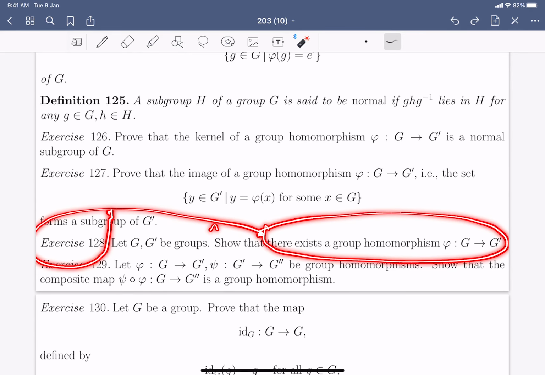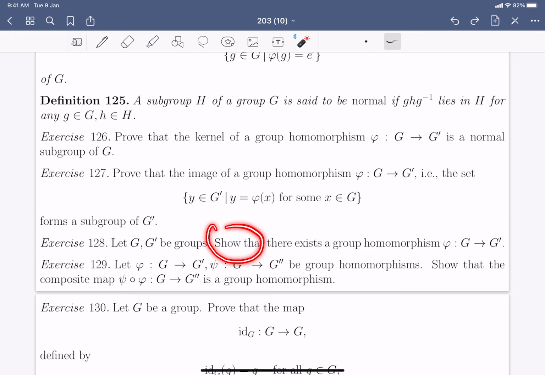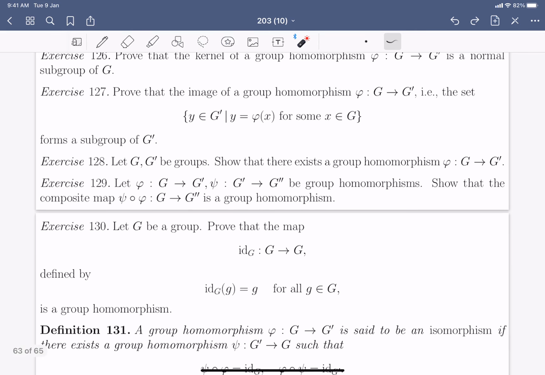This exercise asks us to show that there exists a group homomorphism phi from G to G prime, no matter what these groups G and G prime might be. So this is something that you need to work on.